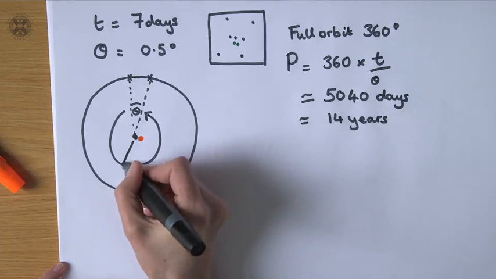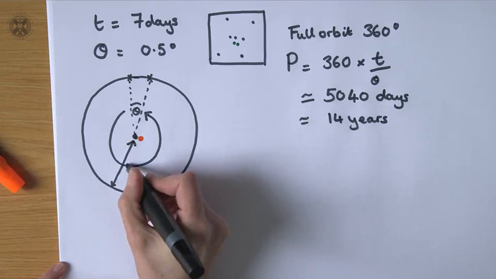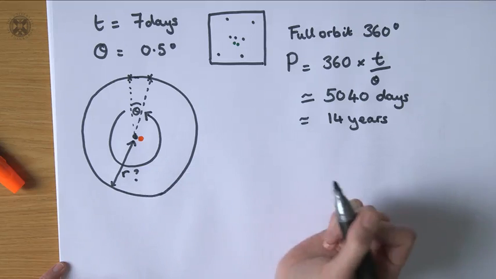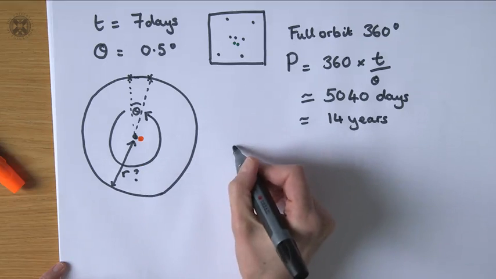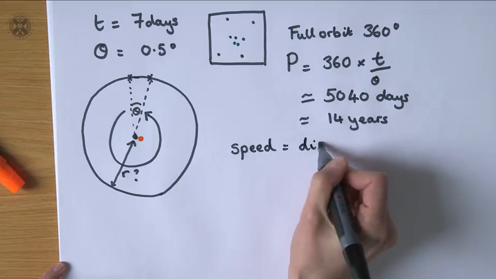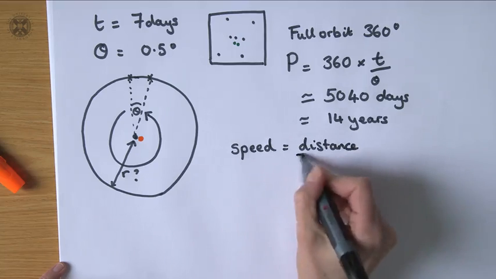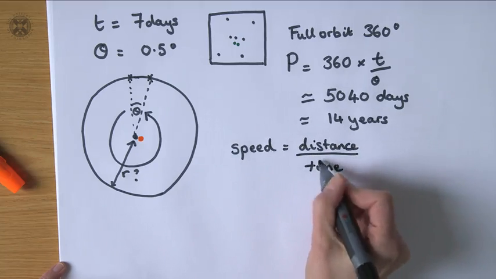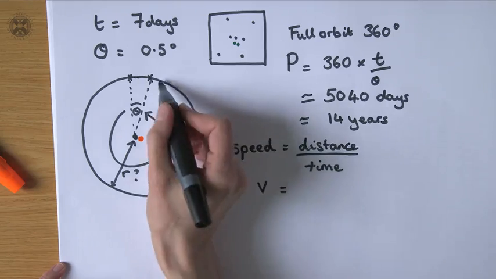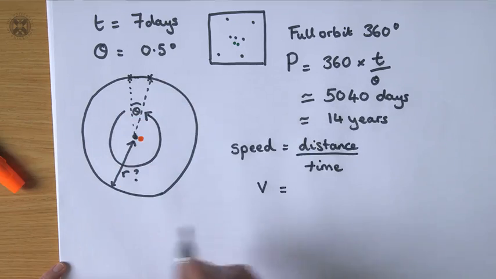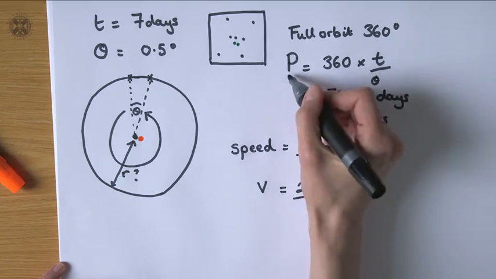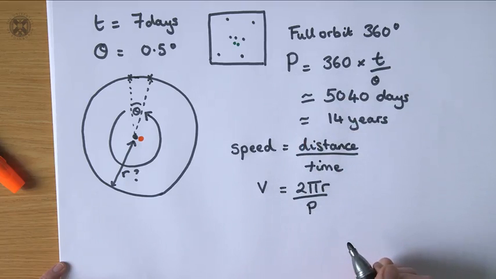So how far away is the asteroid from planet Earth? Well, to answer that question, we're going to use some of the formulae that we've used already in this course. Our trusty friend speed is distance over time. I'll call the speed v. The distance is the distance it takes to go one full circle. So that's the circumference of a circle, 2 pi r. And the time we've calculated here, call that capital P.